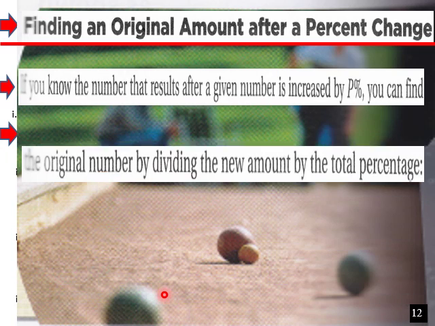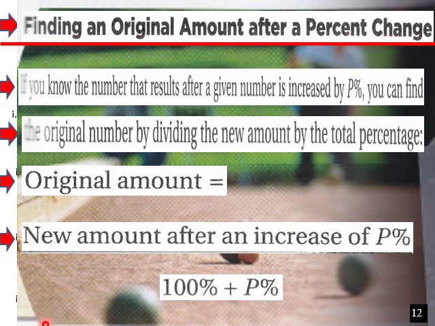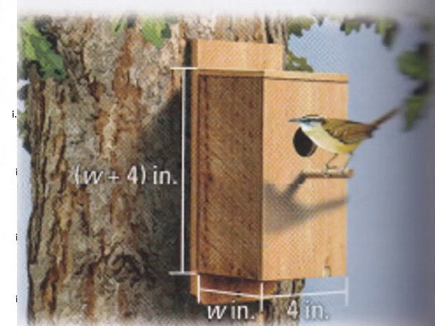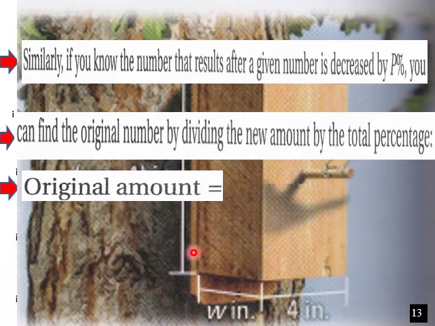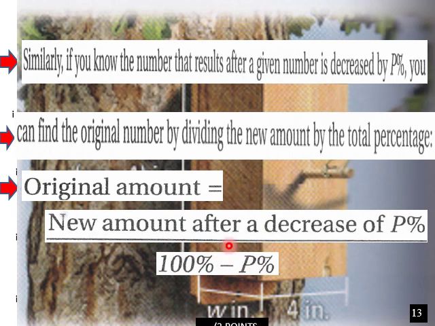So finding the original amount after a percent change. Original amount equals new amount after an increase of p%, divided by 100% plus p%. Similarly, if you know the number that results after a given number is increased by p%, you can find the original number by dividing the new amount by the total percentage. Original amount, with a new amount after a decrease of p%, will be this figure here.